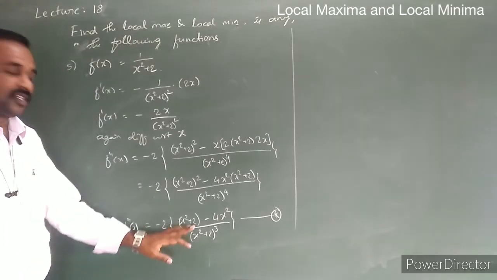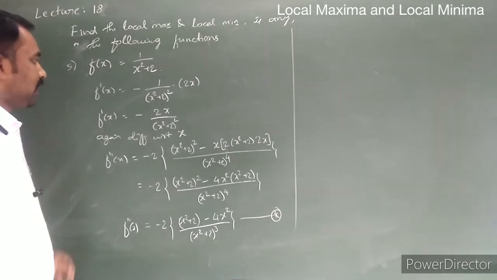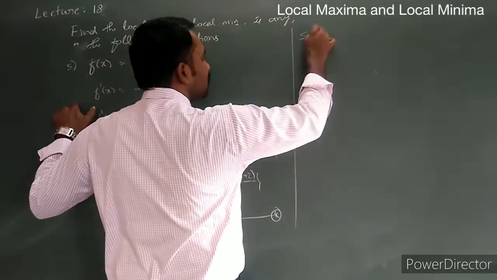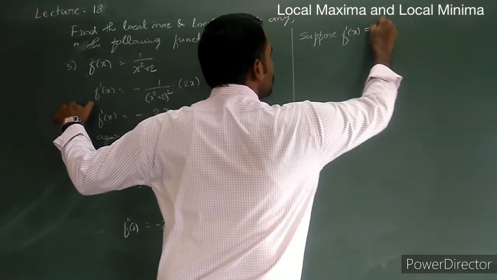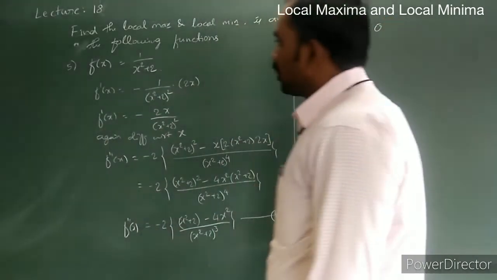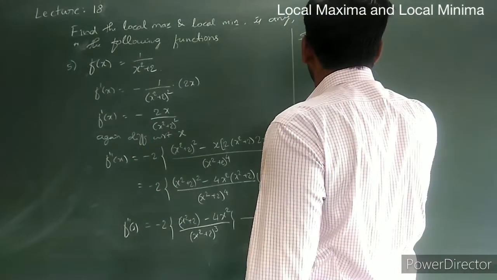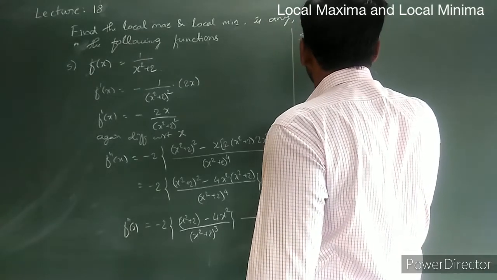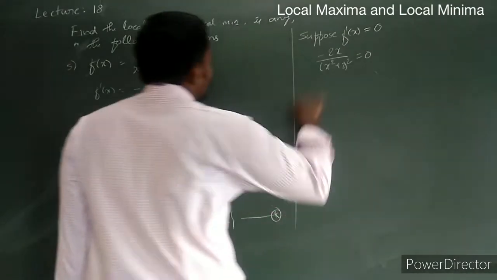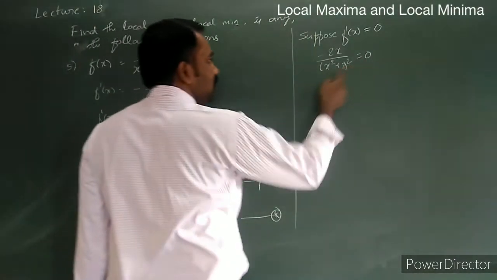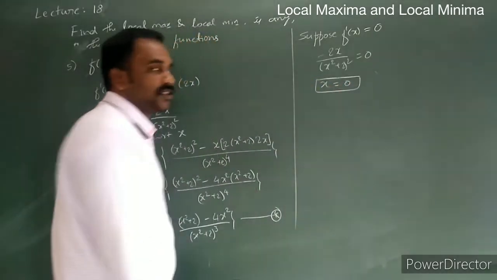Now we have to find whether at the critical point it is a positive quantity or a negative quantity. So find the critical point. How to find the critical point? Suppose the first derivative is 0, f dash of x is equal to 0. That means minus 2x divided by x square plus 2 whole square is equal to 0. Cross multiply and simplify, 0 into this number is 0, so that implies x is equal to 0.